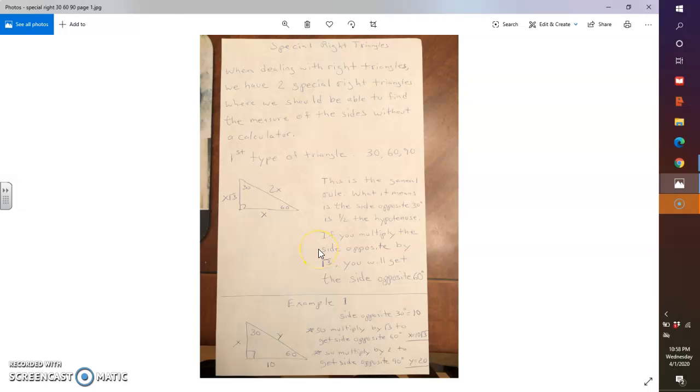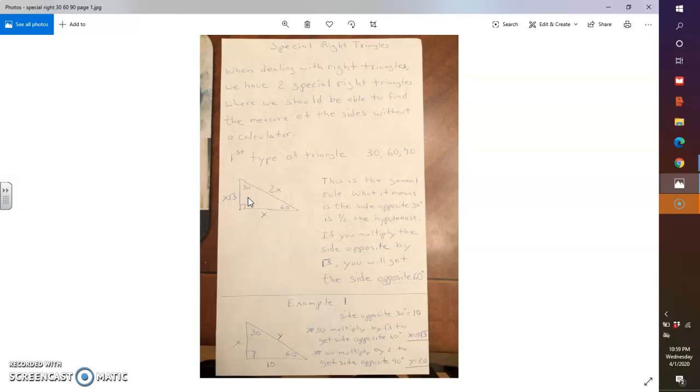All right, today we're going to be dealing with special right triangles, which are, there's two types. We're just going to go over one type today, and that type is a 30, 60, 90 right triangle. So essentially what that means is one angle is 30 degrees, one angle is 60 degrees, and one angle is 90 degrees. And when that happens, we're able to figure out the measures of the sides without using a calculator. It's one of the two special right triangles we can do that.